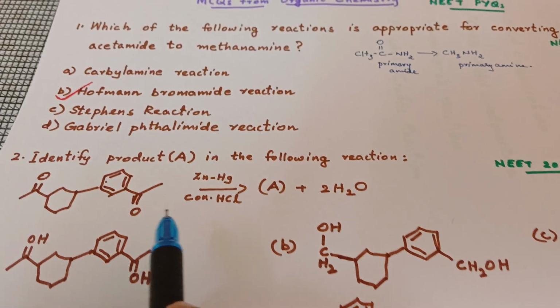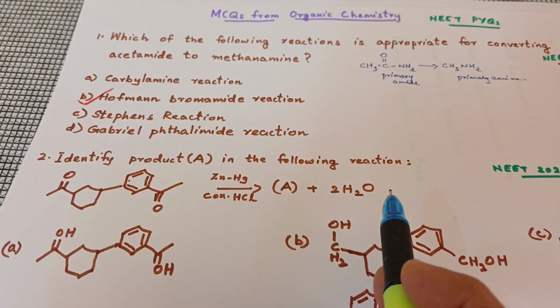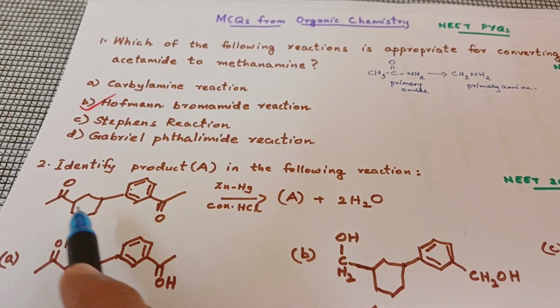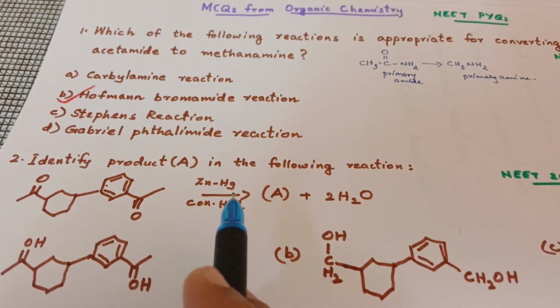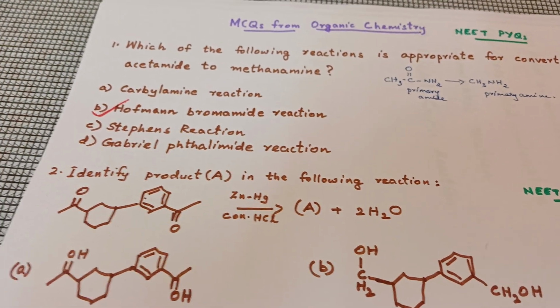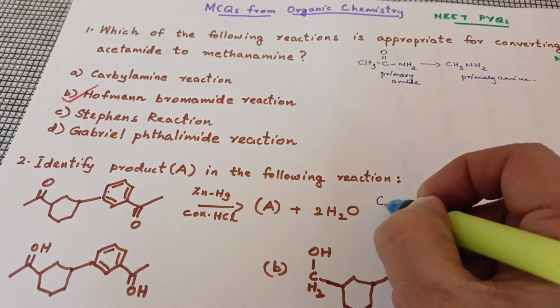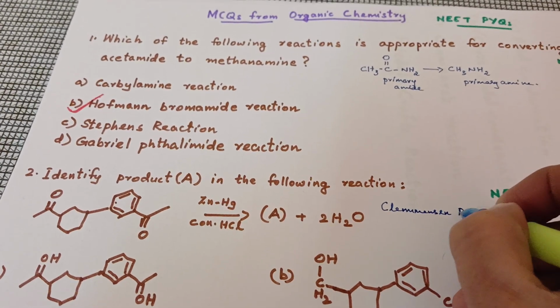Next, second question: identify product A in the following reaction. So here you can see two keto groups, two carbonyl groups are there, a diketone, treatment with zinc amalgam and concentrated HCl. So that is that reaction. It's a named reaction, you call it Clemmensen reduction.